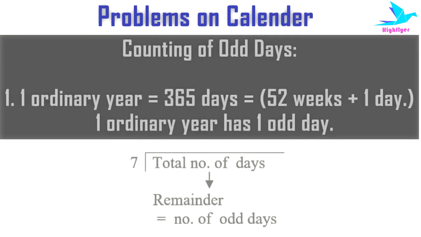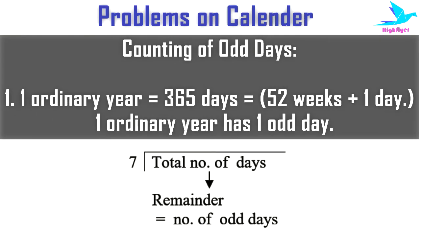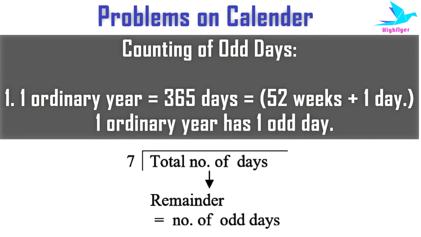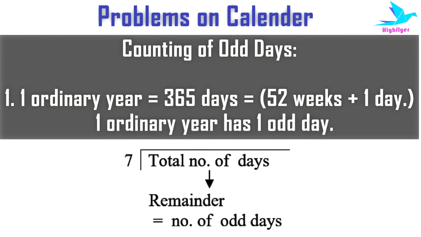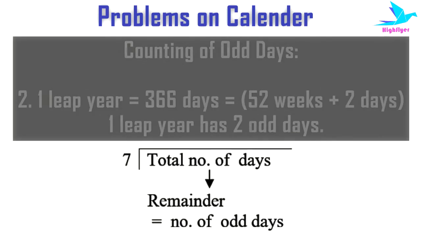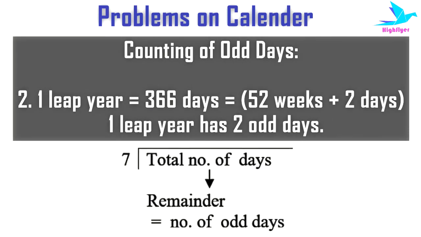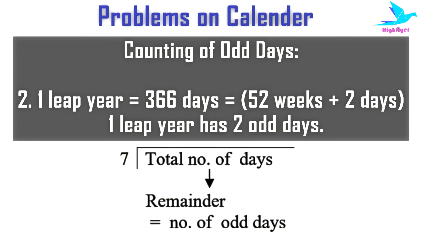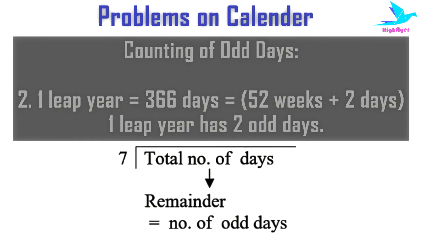Now let's understand about counting of odd days. One ordinary year equals 365 days. That is equal to 52 weeks plus 1 day. Hence, one ordinary year has one odd day. And one leap year equals 366 days. That is equal to 52 weeks plus 2 days. Hence, one leap year has 2 odd days.